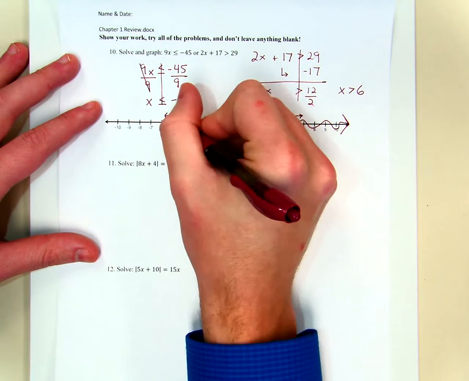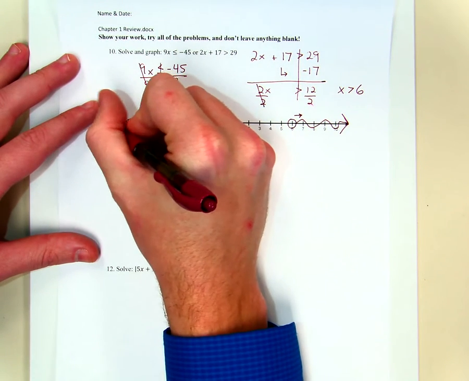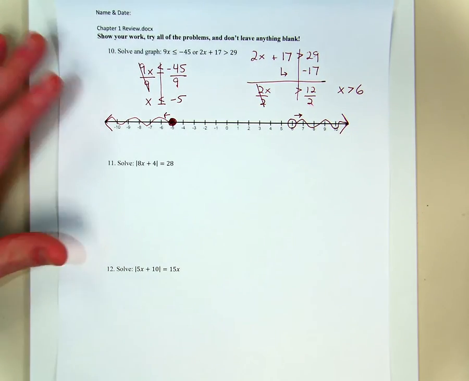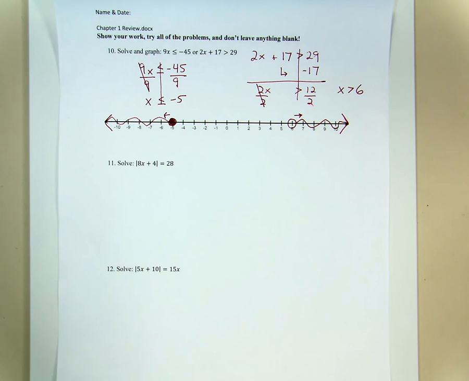Now that we're done solving both, we can shade the number line, and our answers should go away from each other. So our possible solutions are represented by the shaded areas.